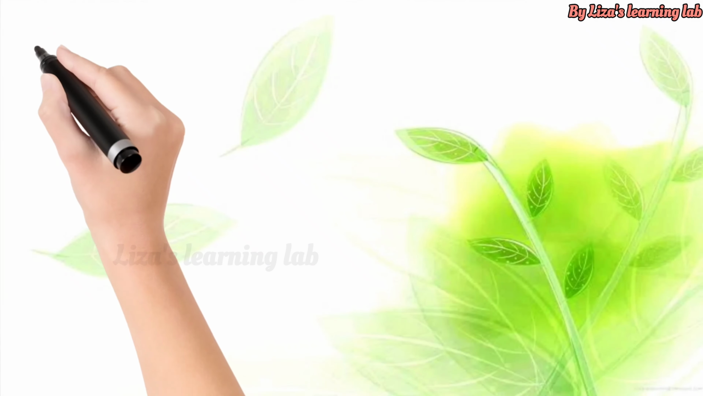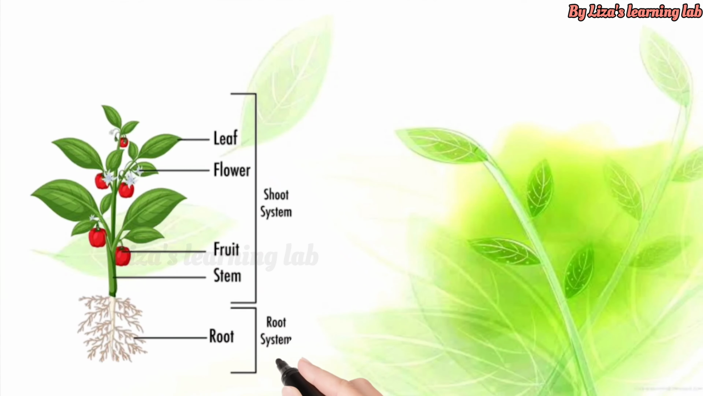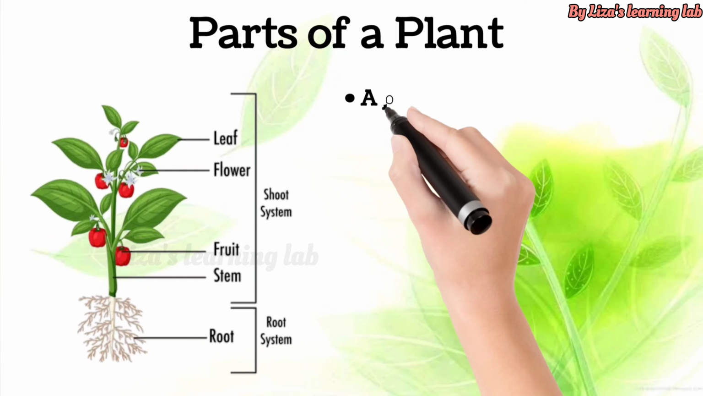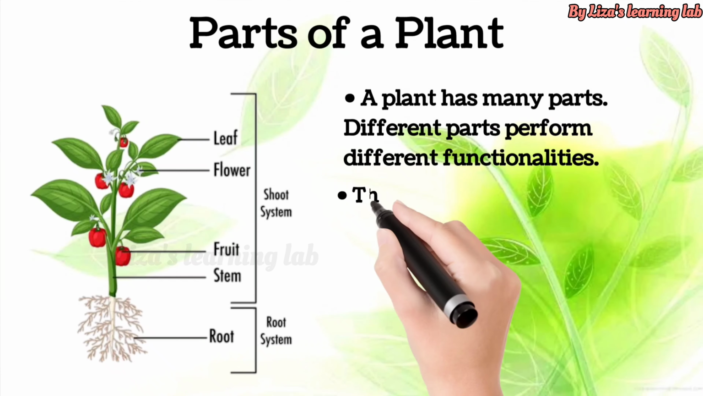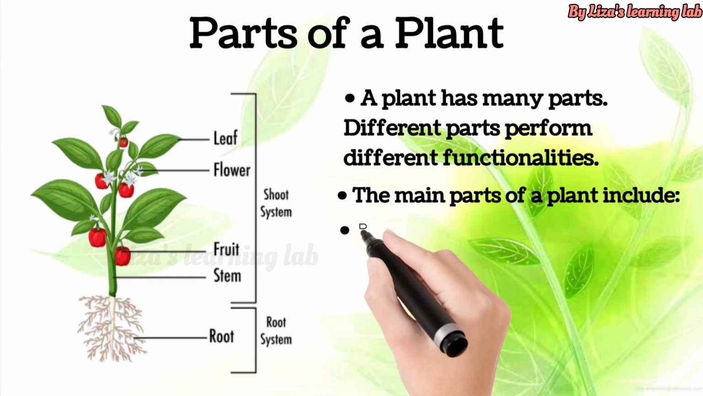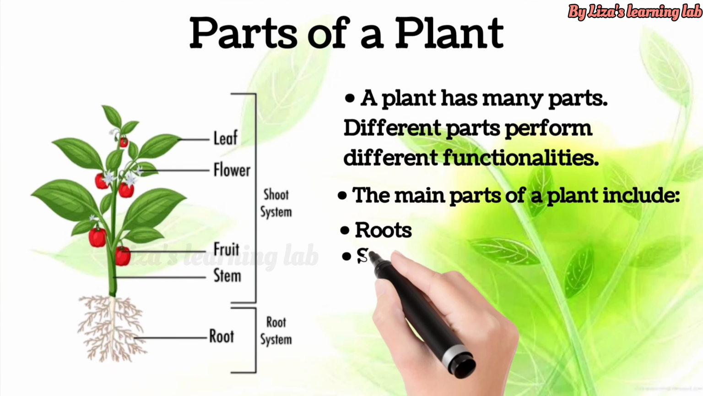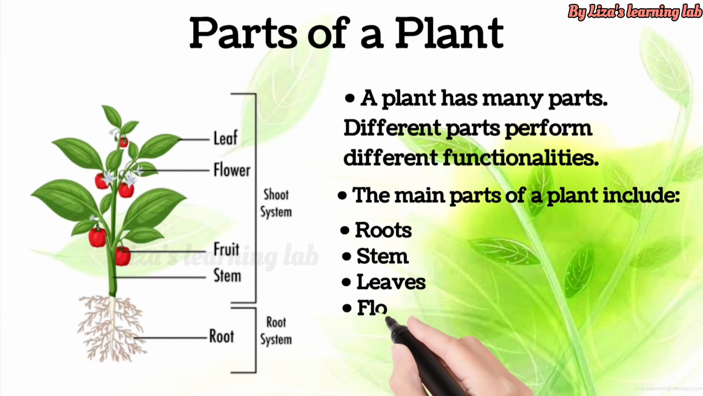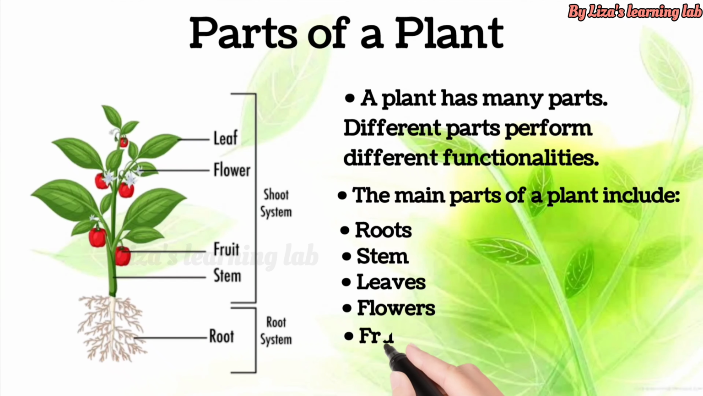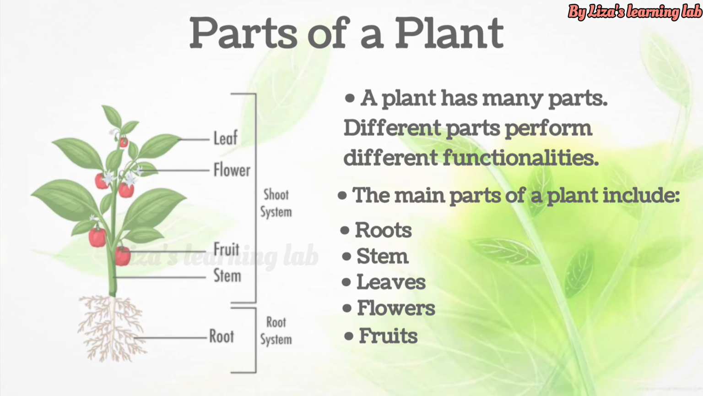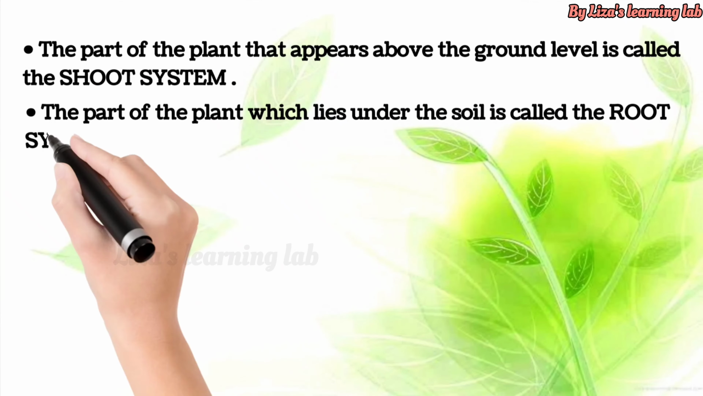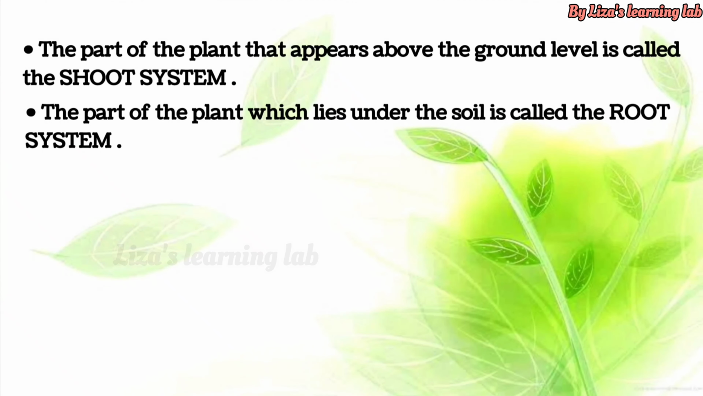Here is the diagram of plant parts. A plant has many parts. Different parts perform different functionalities. The main parts of a plant include roots, stem, leaves, flowers, fruits. The parts of the plant that appear above the ground level are called the shoot system. And the part of the plant which lies under the soil is called the root system.